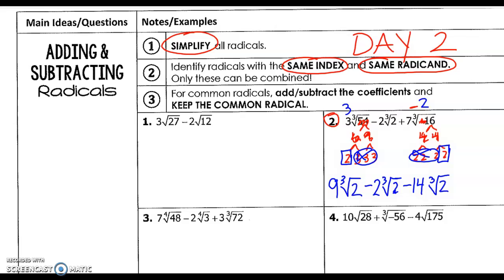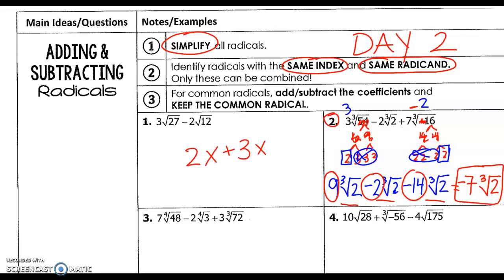So now I can see these are all cube roots of 2. So I can put them together for some amount of cube root of 2. So 9 minus 2 would be 7, minus 14 is negative 7, cube root of 2. So it's just like when you do something like 2x plus 3x, you end up with 5x. That x stays x because that's what you have. It's an unknown x. You had 2 of them, you had 3 of them, so now you had 5 of those x's. Same thing here. The radical will stay the same, and you work with the numbers in front.